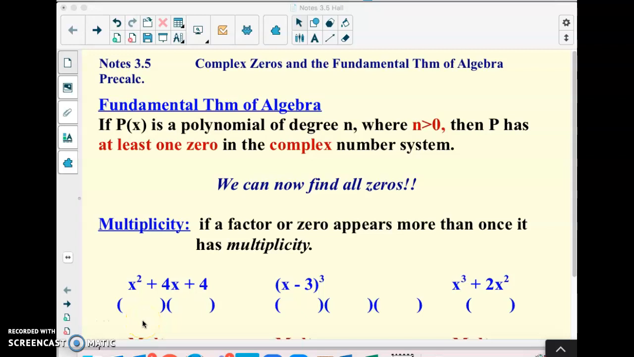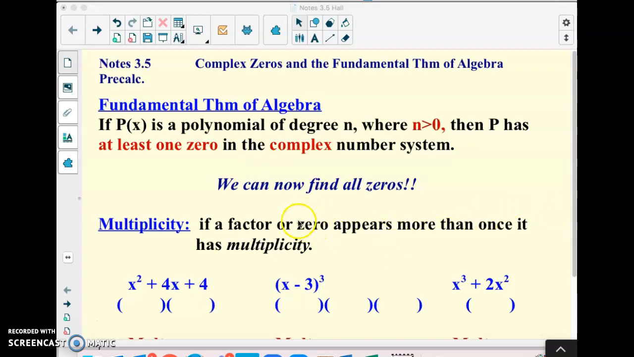In 3.5, we're going to talk about complex zeros and the fundamental theorem of algebra. We have reached the fundamental theorem of algebra. The theorem is this: if p of x is a polynomial of degree n, where n is greater than 0, then p has at least one zero in the complex number system. That can be real or that can be imaginary. There's always a solution. But keep in mind, it can be real or it can be imaginary.